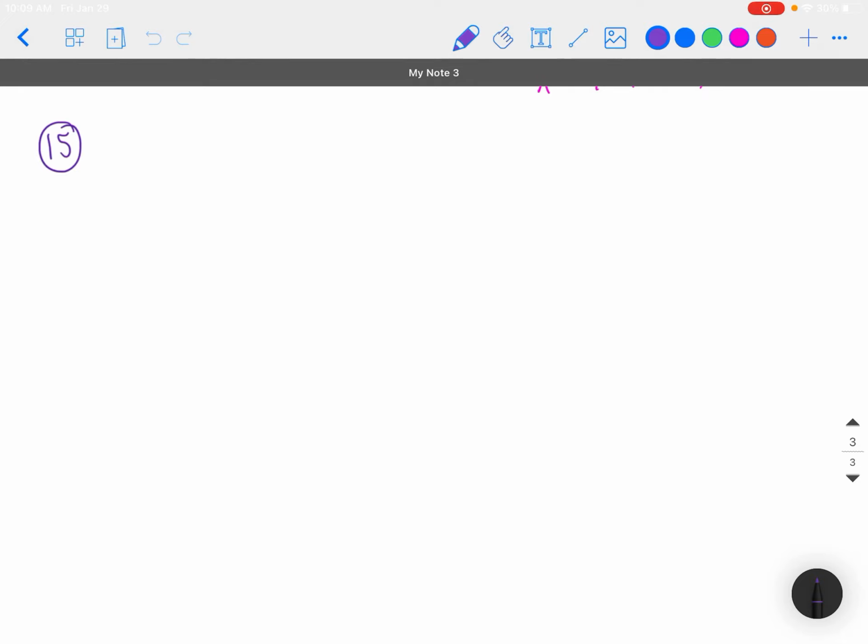All right, number 15. We're just plugging in 10. So 10 squared plus 12 over 10 minus 6. That would be 112 over 4. Just type that in your calculator. 112 divided by 4 is 28.